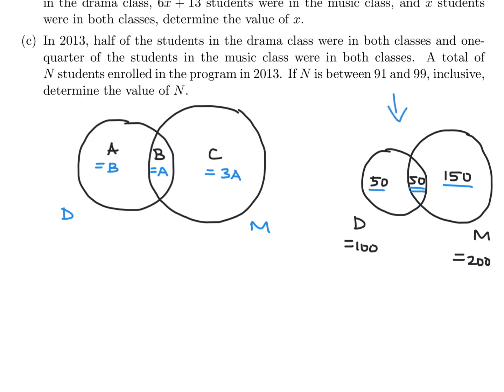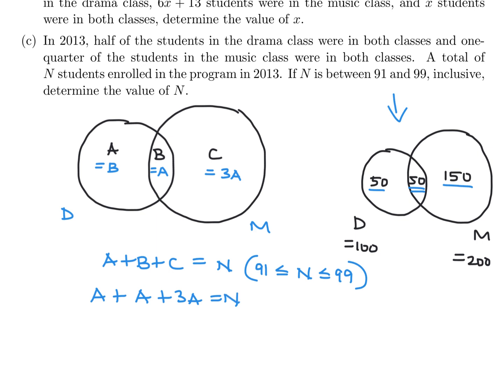Okay, so we are told that the total number of students, which is A plus B plus C, is N. And that N is between 91 and 99. Okay, so let's see what happens. I guess we just substitute everything in for one variable. So B is equal to A and C is equal to 3A.